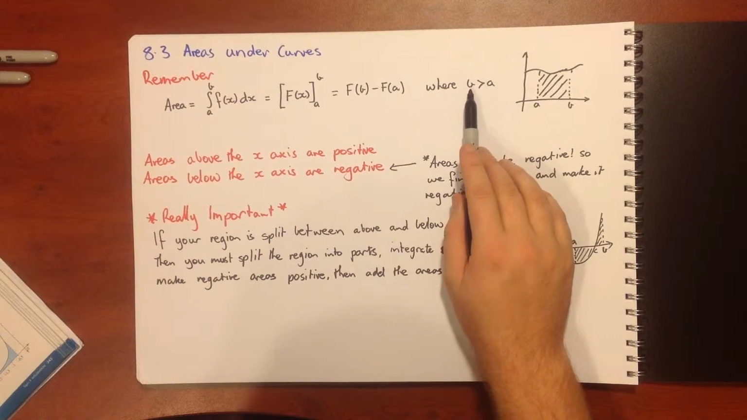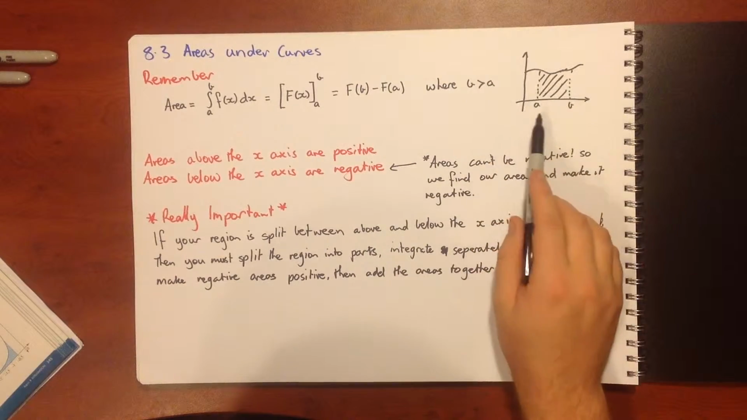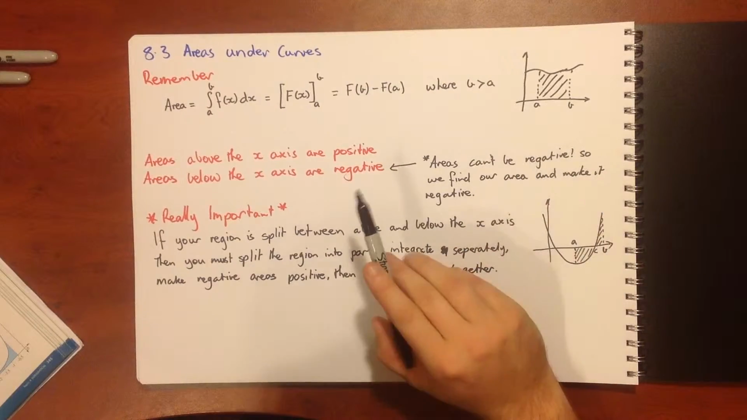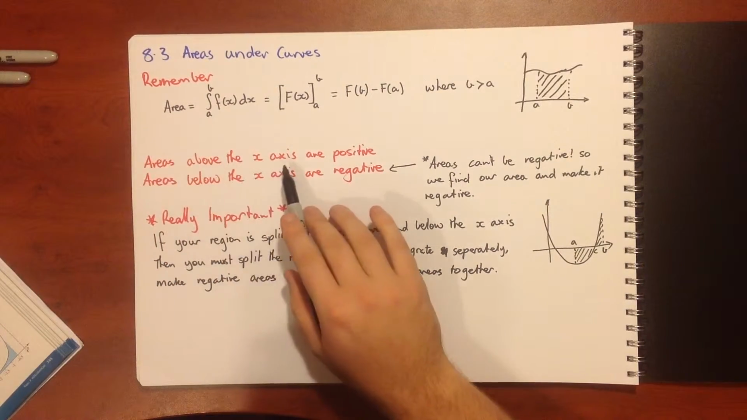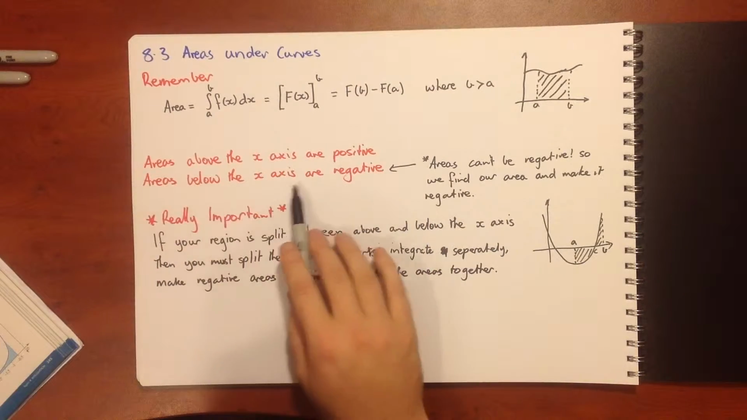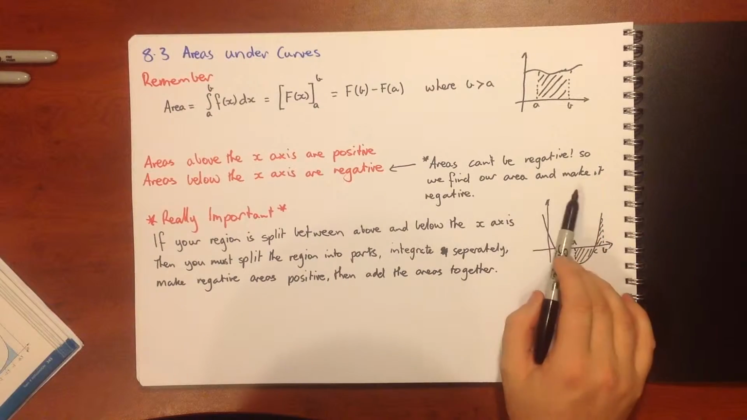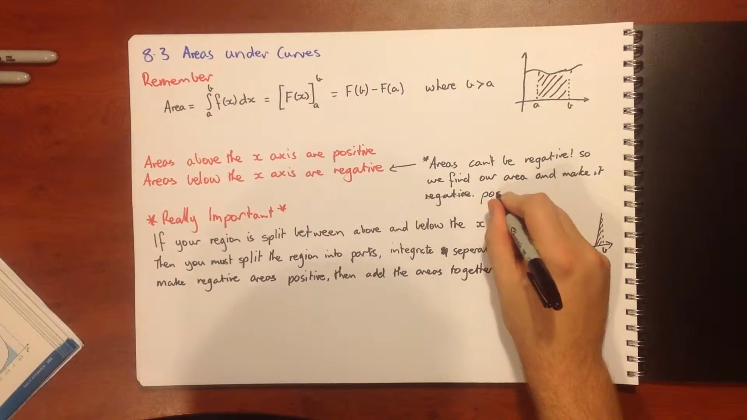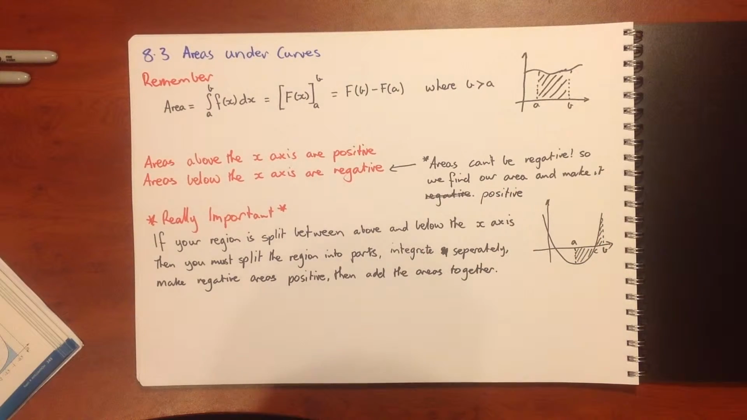Remember though also that b is larger than a. If we've got a little picture here, we're finding this area shaded in black, and our terminals are a and b. Things to note: areas above the x-axis are positive, areas below the x-axis are negative. Hang on, our areas can't be negative, so we find our area and make it positive, because it can't be negative. This is really important.